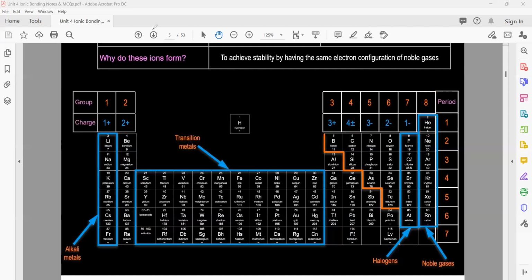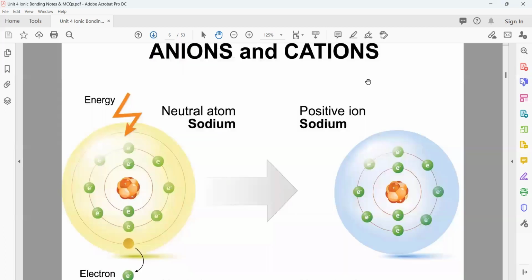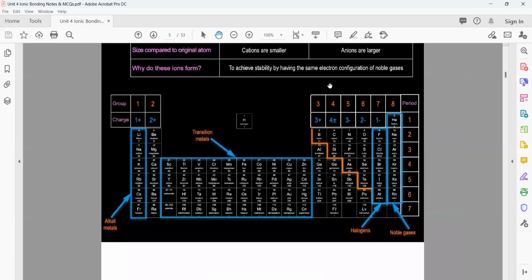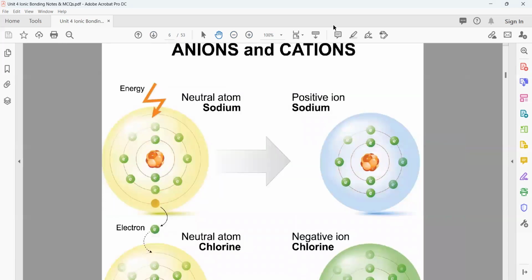Now we'll move to the next. Once again, here, if you want to see this one. Now here you can see sodium. Sodium is neutral before. Why is it neutral? Because sodium before has how many protons? 11. How many electrons? 11. Got it? So it is neutral, no charge on this one.